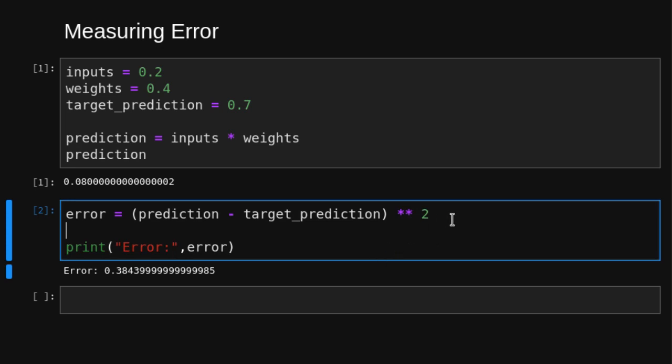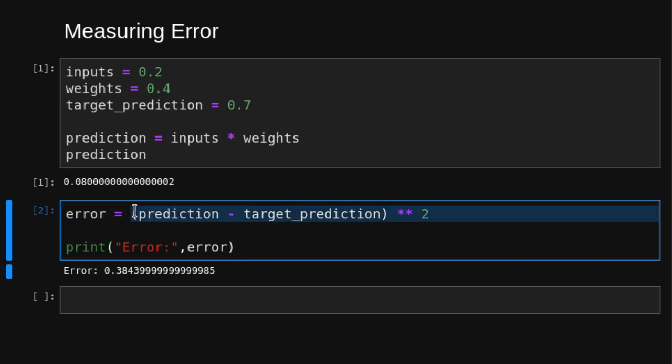So this is very simple. This is called the mean squared error. There is also something called root mean square error, where you square the error and then take a root of that. But this is beyond the subject of this video. There are many ways to measure error we will research. But for now, this is enough.